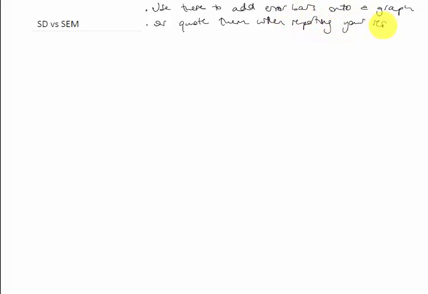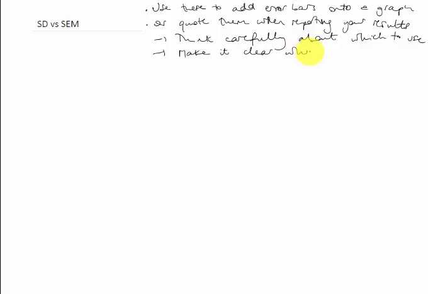And now I'd like to say a couple more things about the standard deviation and the standard error of the mean and how they are the same or different. You might want to use either of these to add error bars onto a graph, and I'll explain in a minute what those error bars mean, or quote them when reporting your results. But the most important thing is to think carefully about which one you want to use, and make it clear which one you're quoting, which one you are using.